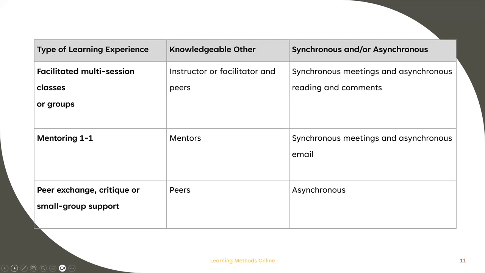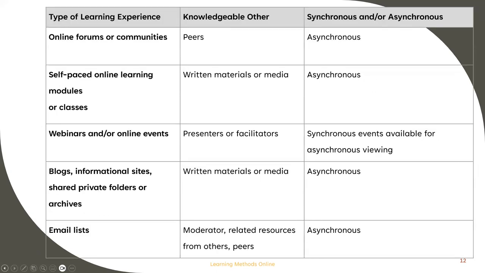Thank you, Janet. It seems that this slide is much more relevant to AuthorAid or to ERCEs, with AuthorAid covering many points here and ERCEs being particularly focused on peer exchange, critique, or small group support. Let's move on to the next slide. On the next slide, we have many other different kinds of learning opportunities and settings, where the knowledgeable other sometimes is directly a human being, and sometimes it is the knowledge of those human beings embedded in materials or resources. Andy, do you want to talk about how this relates to some of the work that you're doing?